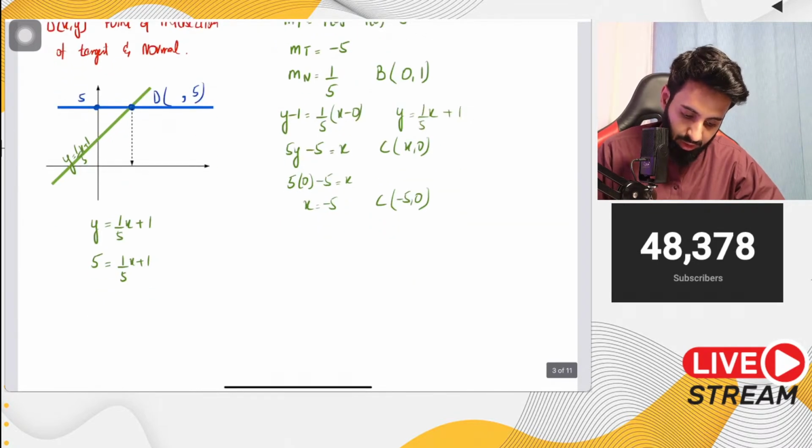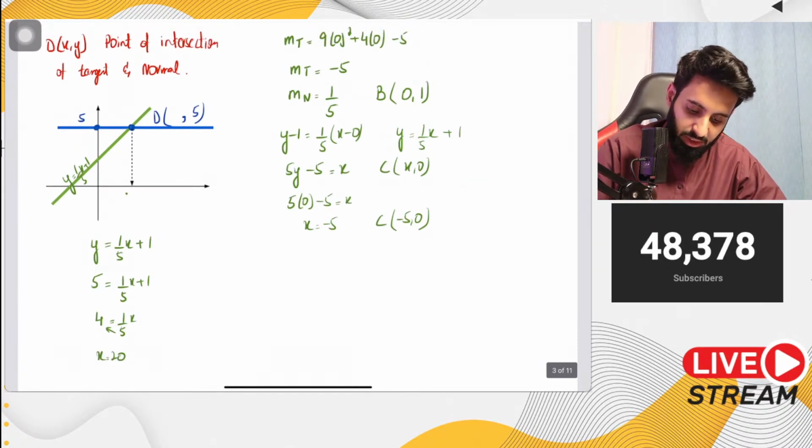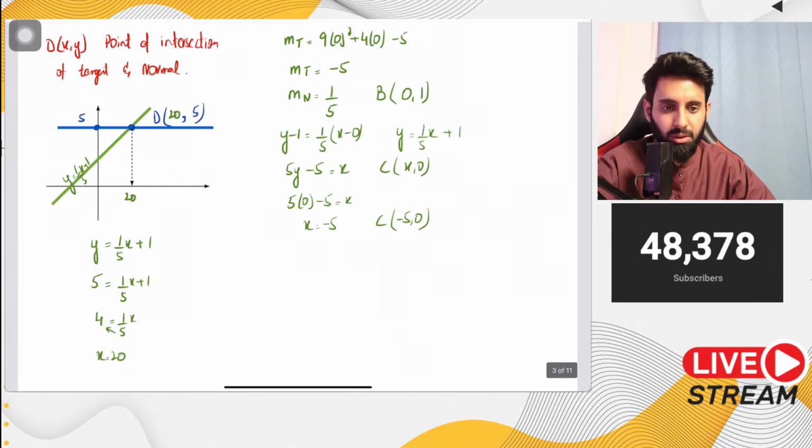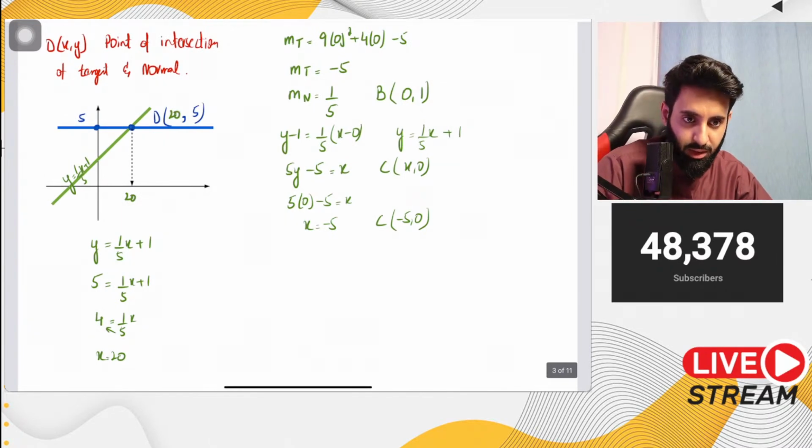You take 1 over to the other side. Let's see what happens. 5 minus 1 is 4. 4 equals 1 upon 5x, and then cross multiply. So x equals what? x equals 20. So that means the coordinates of D are 20, 5. Okay, so now we have the coordinates of D.